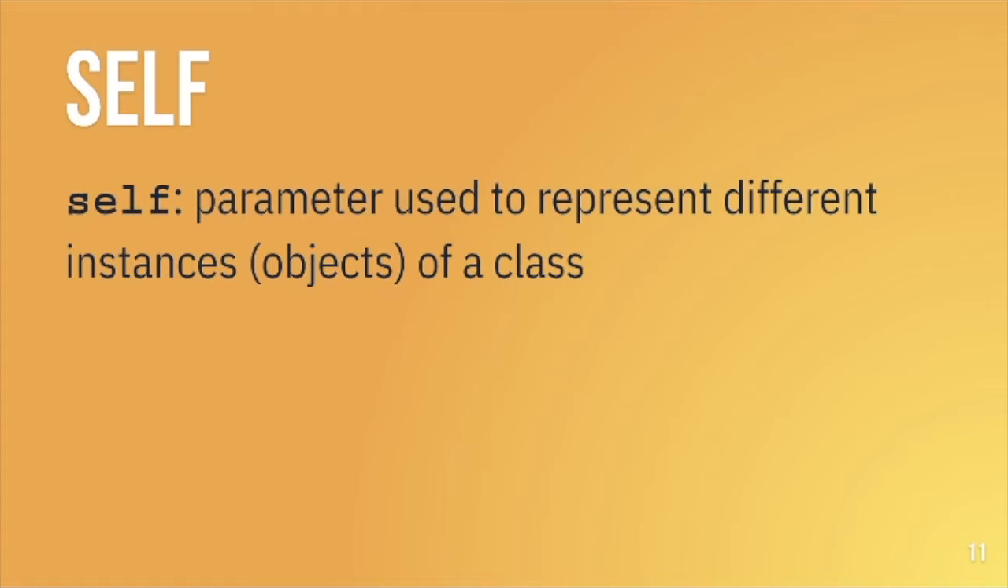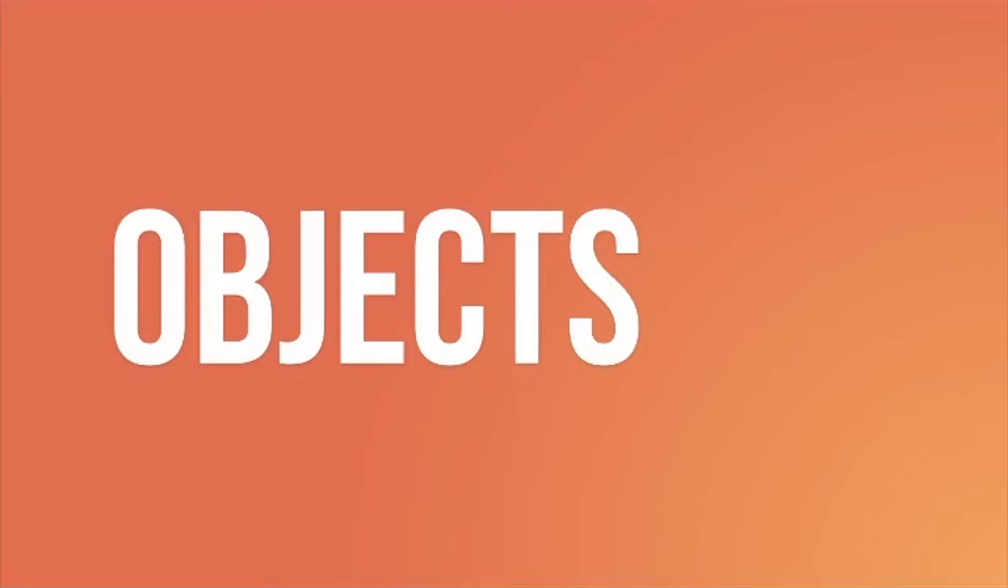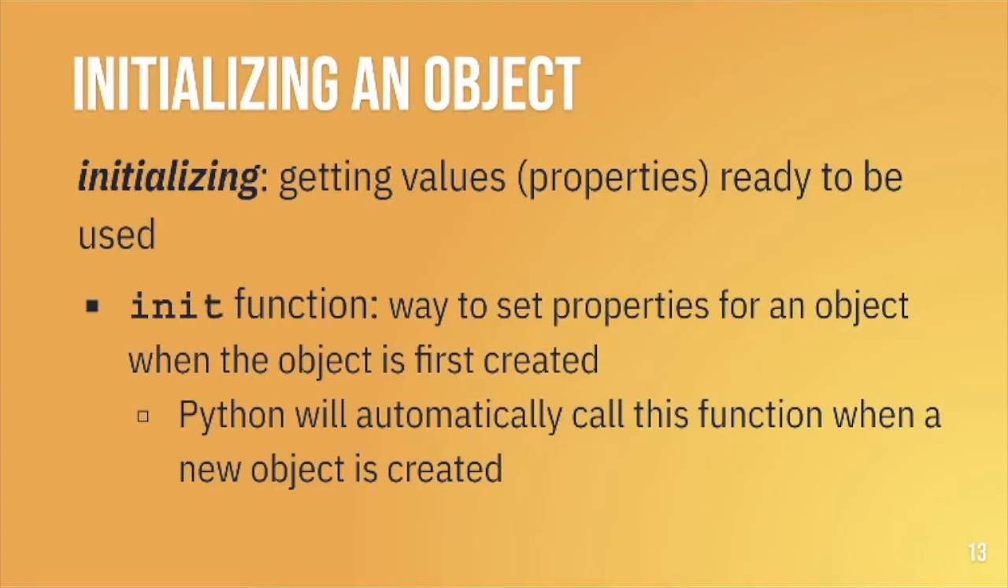For functions that we define in a class, or methods, we need to put self as the first parameter. Now let's talk a little more about objects. We need to learn how to initialize objects. Initializing is getting values or properties ready to be used.